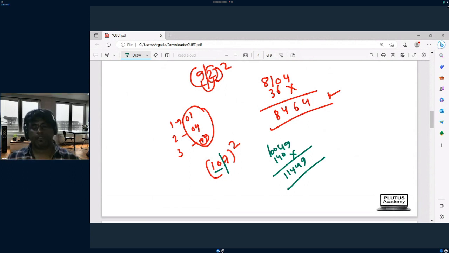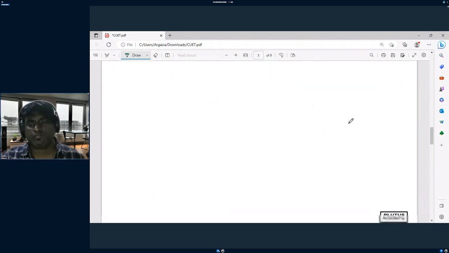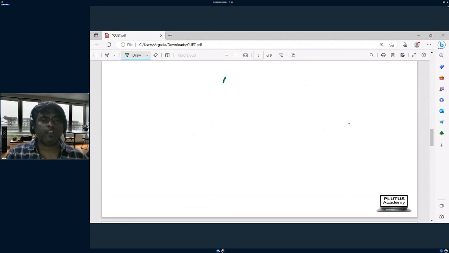Now suppose there is a number, a three digit number, and we don't know how to square it directly, just like 512, the square of 512.